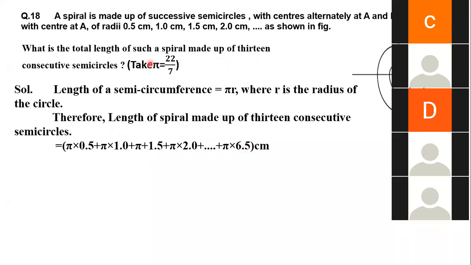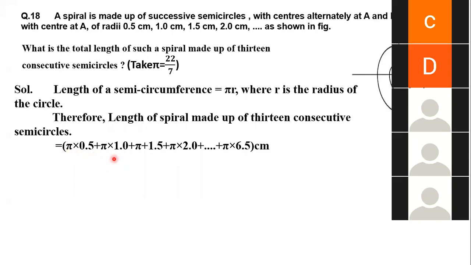Am I clear, children? 13 consecutive semicircles. 13 into 0.5, how much? 13 fives are 65, so it is 6.5. Anyone have any doubt here? No, ma'am.